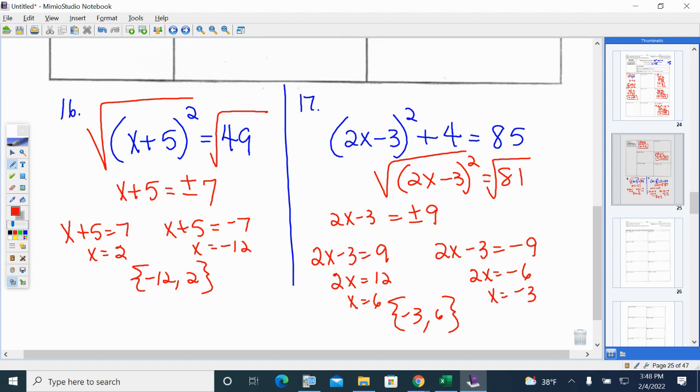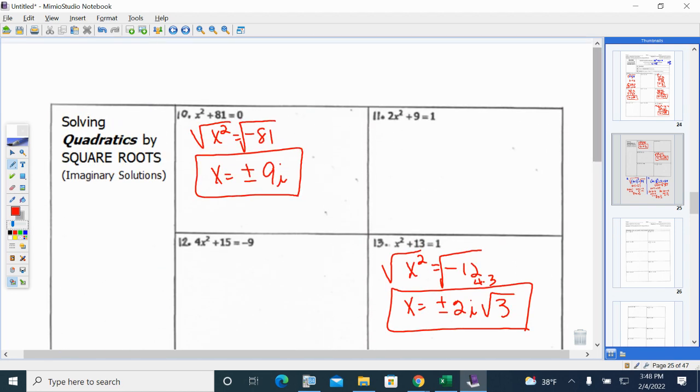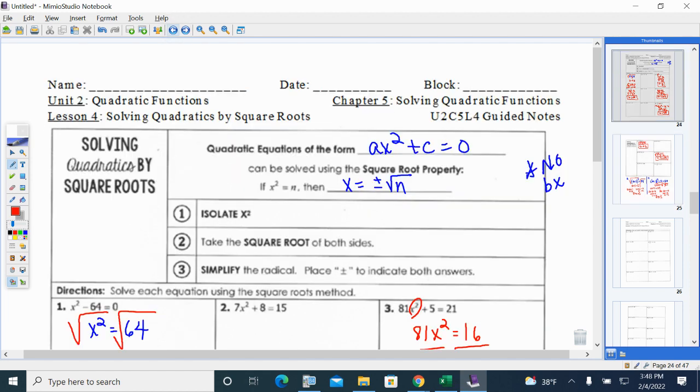Now, I showed you these two, and in both examples 16 and 17, we came out with rational, real solutions. Please understand that even in these types of equations, we could have irrational answers, we could have imaginary solutions, not just nice, pretty integer answers. So those are your notes for Chapter 5, Lesson number 4, Solving Quadratics by Square Root.